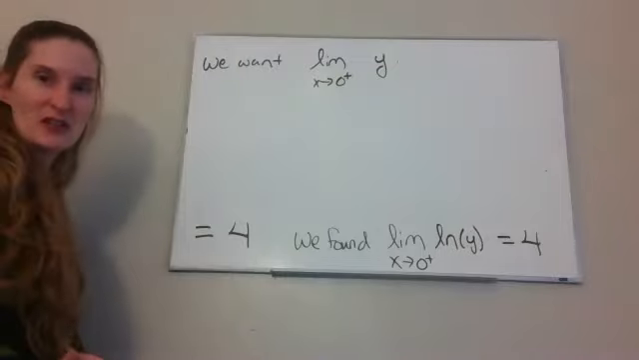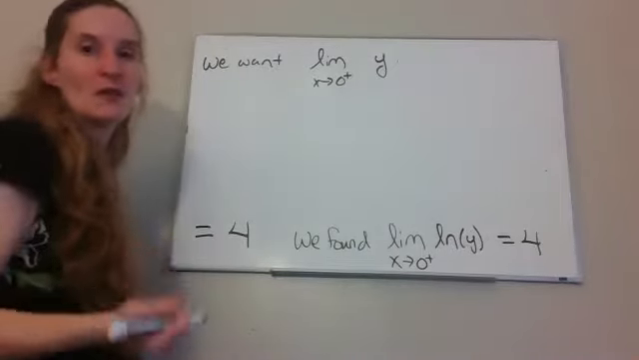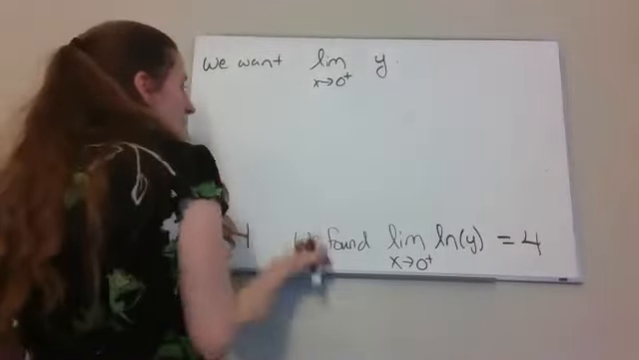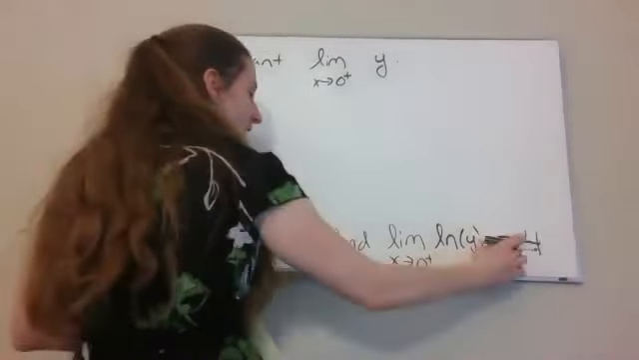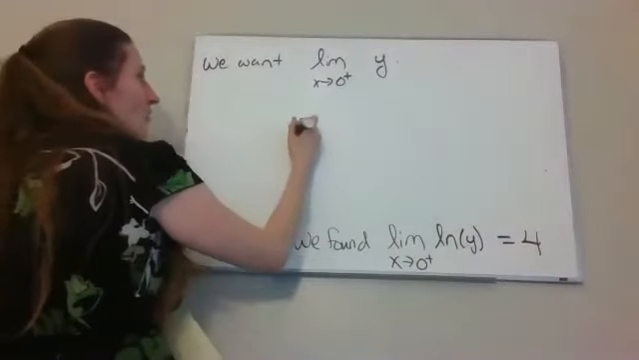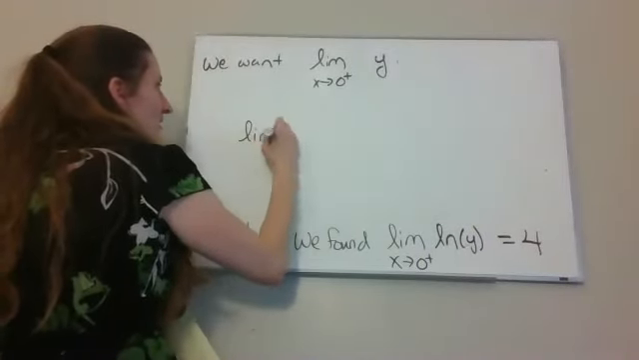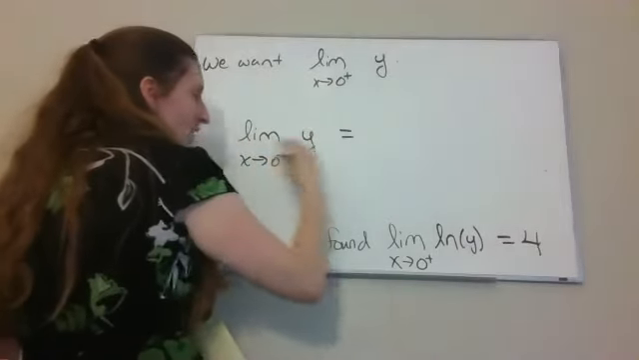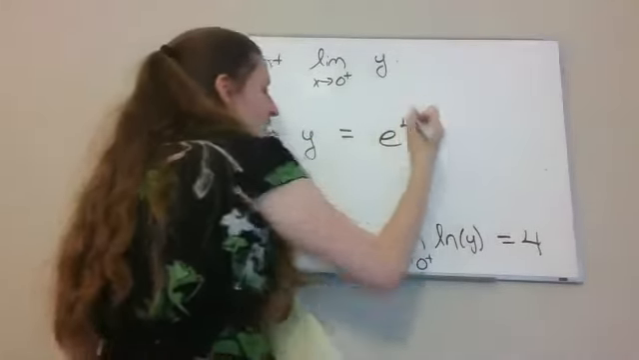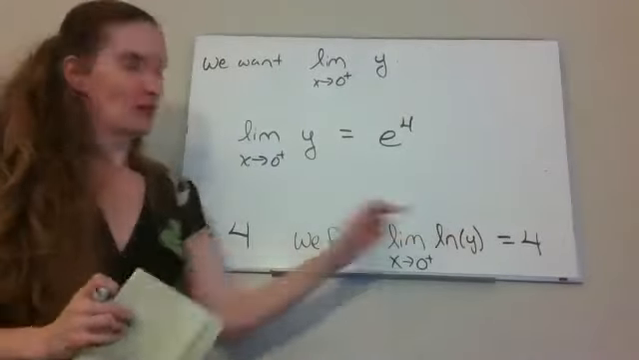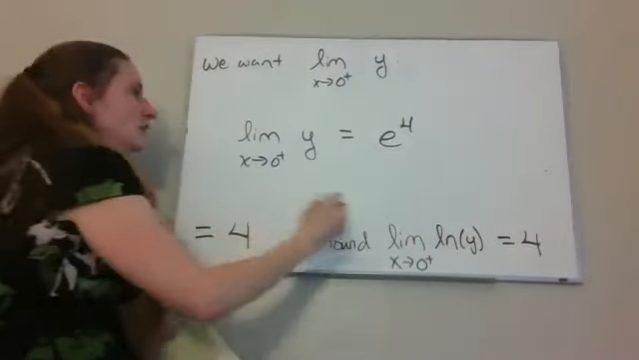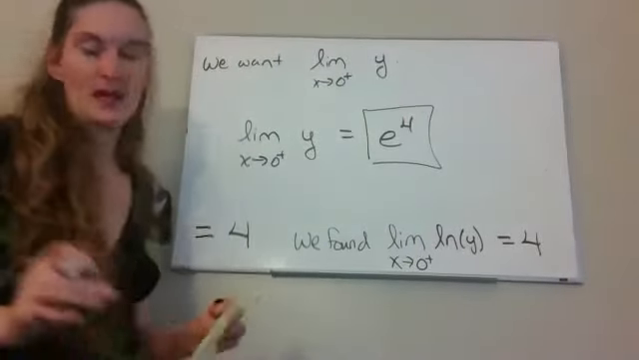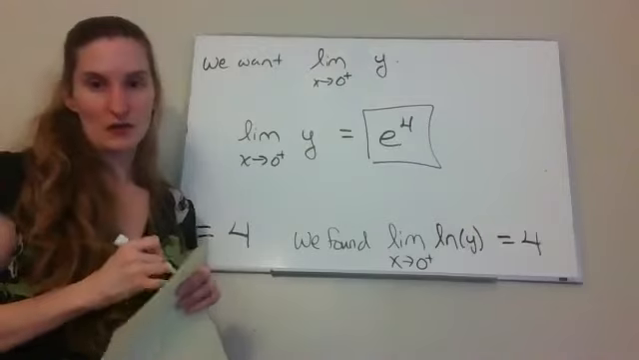Well, how do I undo a natural log? We use an exponential. So to undo the natural log, I get to raise e to both sides. So I'm going to get that the limit as x goes to 0 from the right of y is equal to e to the 4th power to undo that natural log. And that is the answer to the original limit before we introduced the natural log.